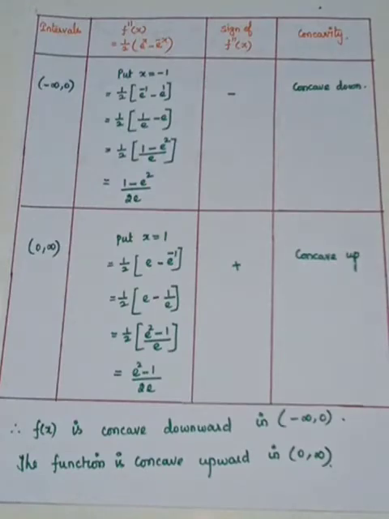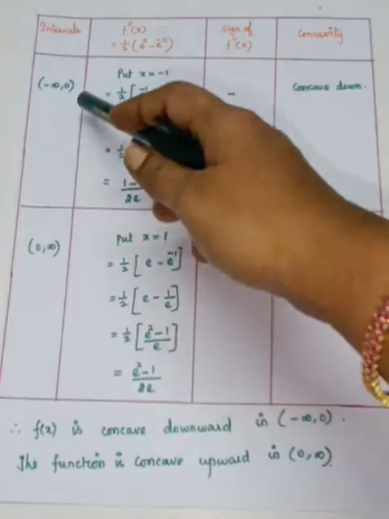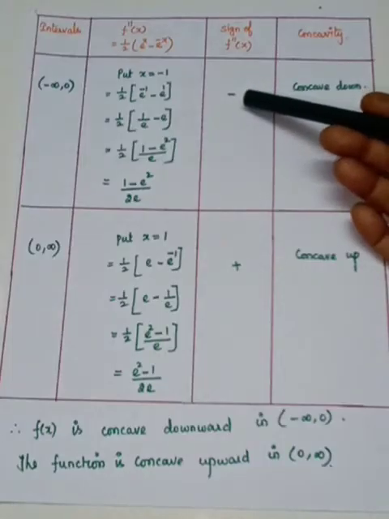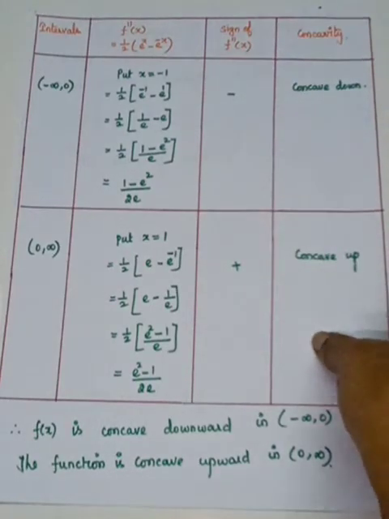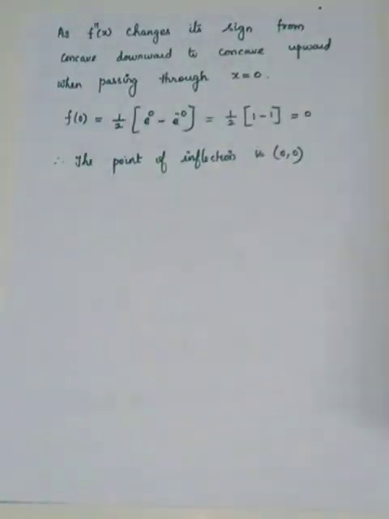Therefore before 0 and after 0 you find the interval. f dash of x changes its sign from negative to positive. So therefore 0 is the point of inflection.